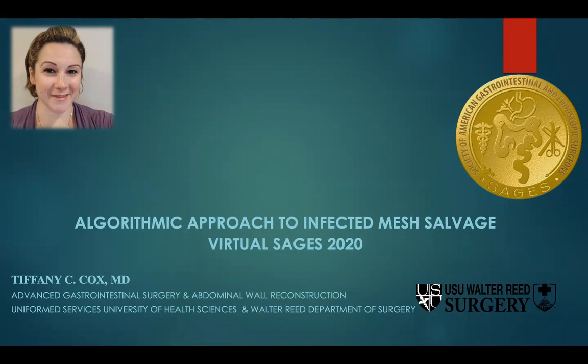And I'd like to talk with you today about algorithmic approaches to infected mesh salvage. Here you have the ventral hernia repair, a mesh infection, or maybe one that's referred to you. Do you need to operate, or can you find other alternatives to salvage that mesh?